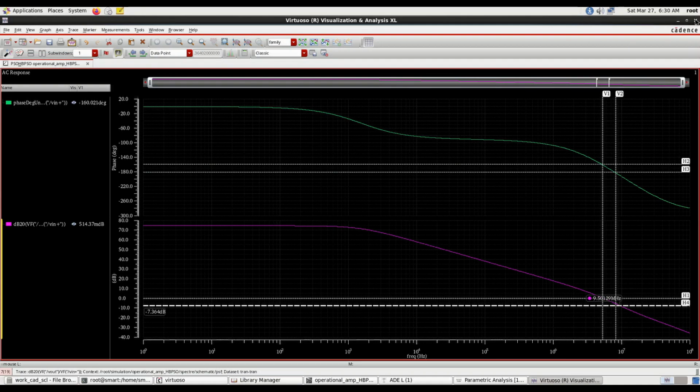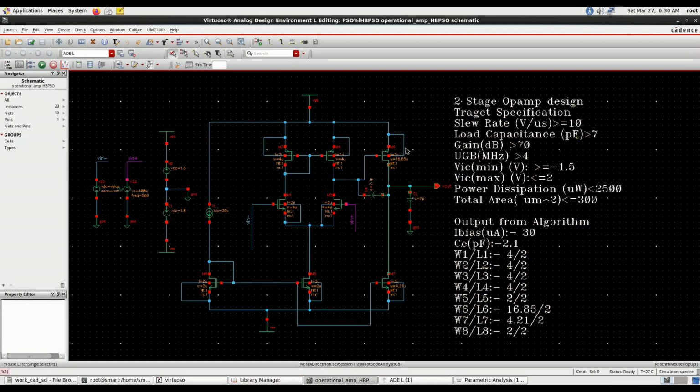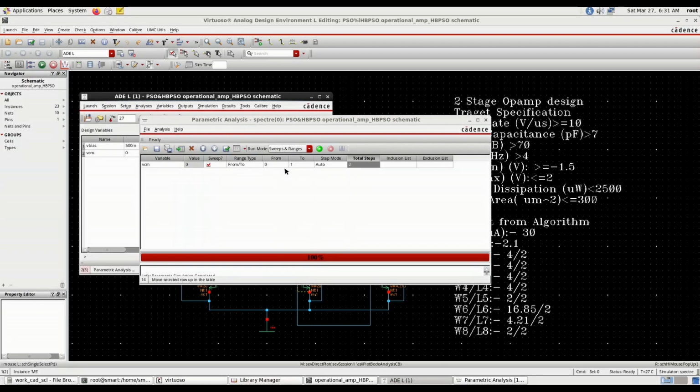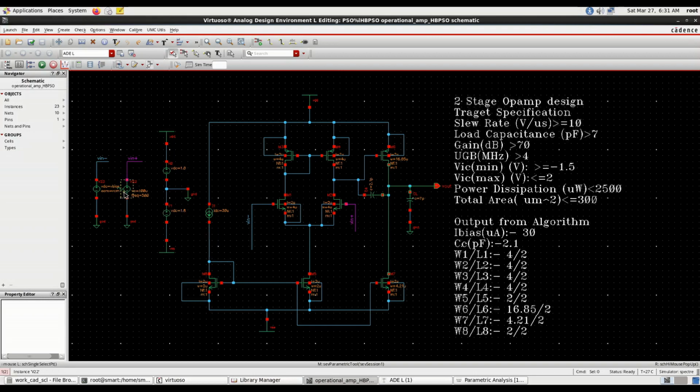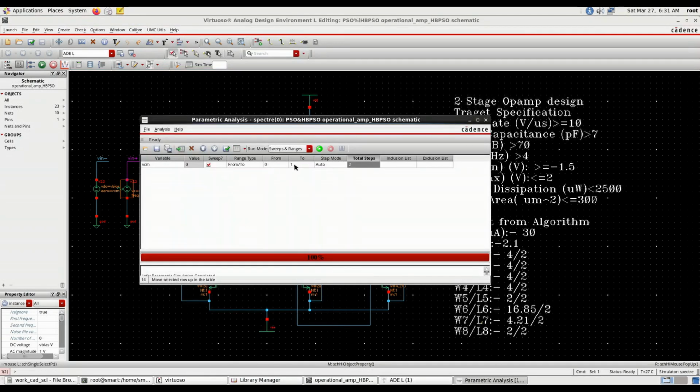So let's now do the CMRR analysis, common mode rejection ratio. For that you have to do parametric analysis. Tools, parametric analysis, 0 to 1 volt, because the input we have given to the positive terminal is 1 volt AC magnitude. So in the parametric analysis 0 to 1, two graphs will be required. One is for differential gain, another is for common mode gain.